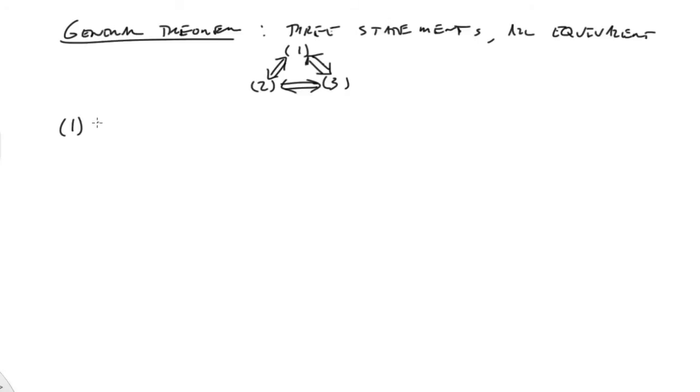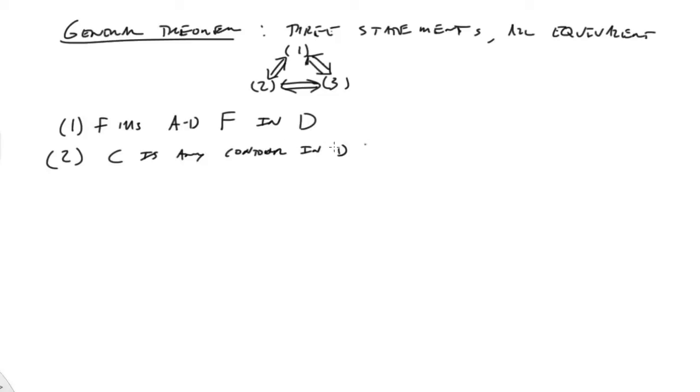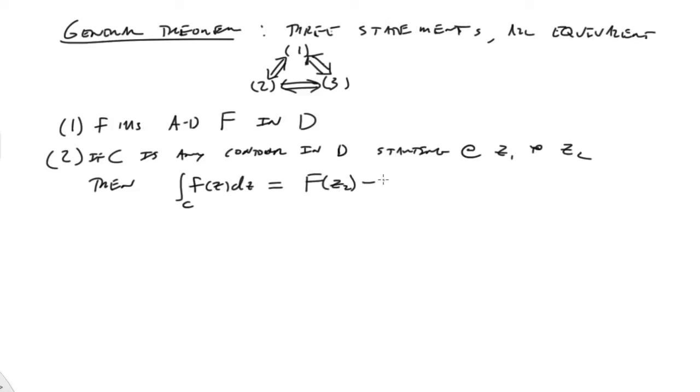Okay, and the first statement then is, of course, that f has antiderivative capital F in some domain D. The second statement is that if C is any contour in D, starting at z1 and going to z2, then the integral of f(z) dz over that contour can be computed as the antiderivative evaluated at z2 minus the antiderivative evaluated at z1. Okay, that's just our fundamental theorem of calculus.